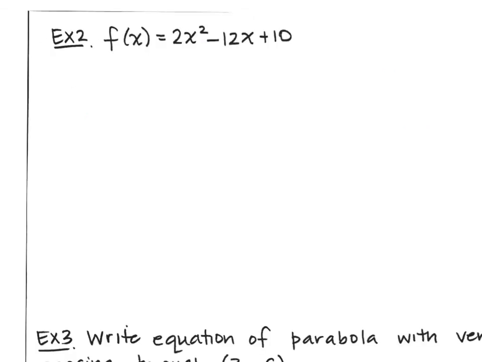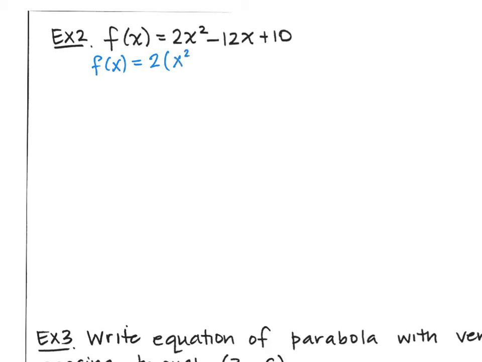Okay, I'm going to follow the same directions for the next function. This is f of x equals 2x squared minus 12x plus 10, but the a value is not equal to 1, so it's the same process, but you need to be a little more careful. I do want to transform this to standard or vertex form, so I want to complete the square. But in order to complete the square, I have to first factor out the 2 that is the coefficient of the x squared, because I don't want that to be there.